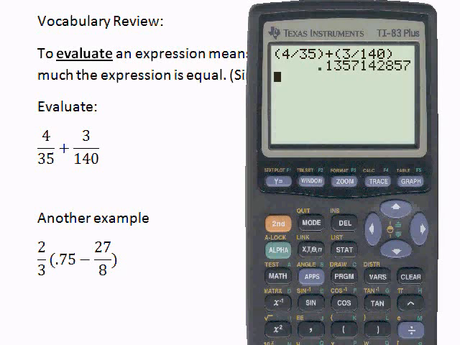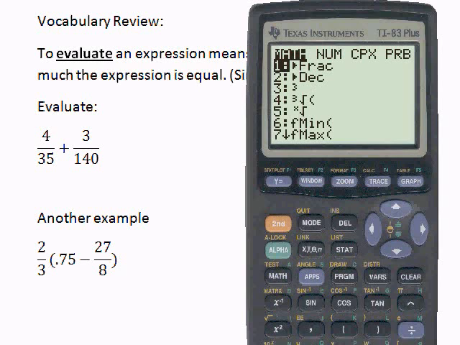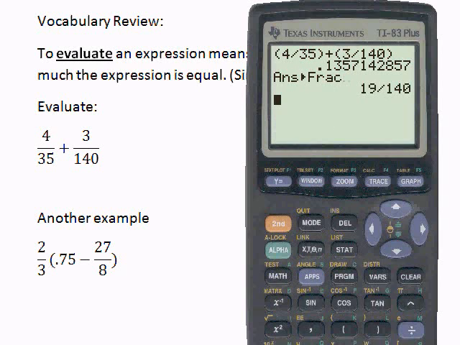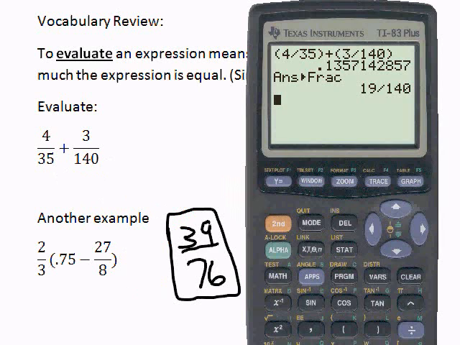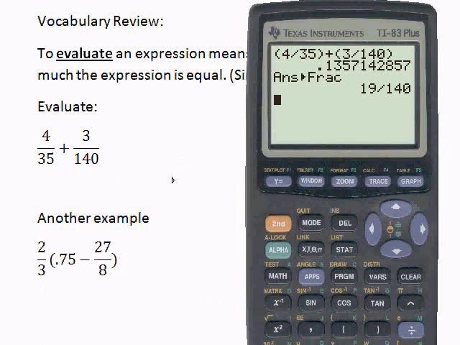plus parentheses 3 divided by 140. Press Enter, and we get this decimal right here. But what we actually want is our answer in fraction form. So we go back to our calculator, and we press Math, Enter, Enter. What the calculator just did for us is turn this expression into a reduced fraction. That saves us a whole lot of time because we don't have to find a common denominator, add, and then reduce. All we have to do is type it in the calculator and it gives us our final answer, 19 over 140.